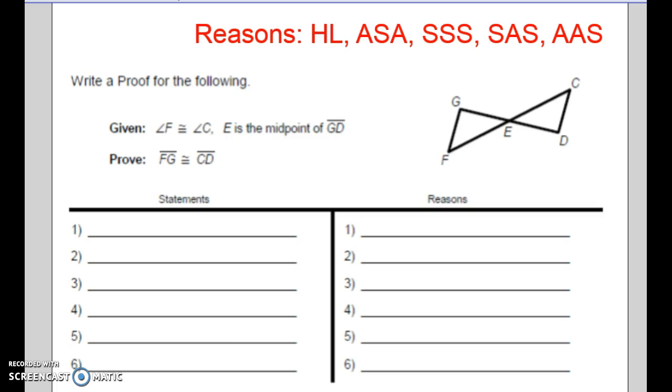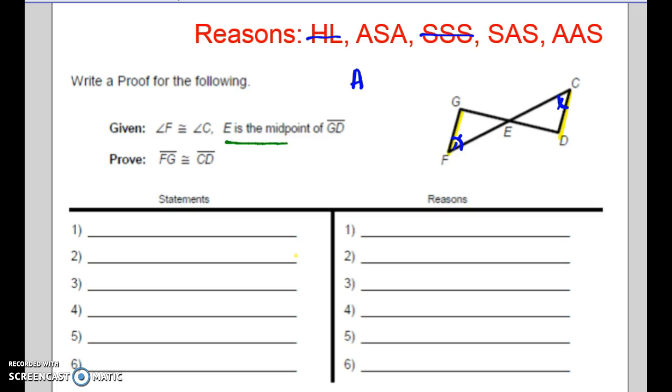Okay, I'm going to highlight the pieces that I need to show. So I want to show that FG is congruent to CD. I cannot mark them congruent. I don't know that yet. What I can mark, though, is angle F is congruent to angle C. So I've got an angle. That eliminates side, side, side. That eliminates HL. And then I've got E is the midpoint of GD.